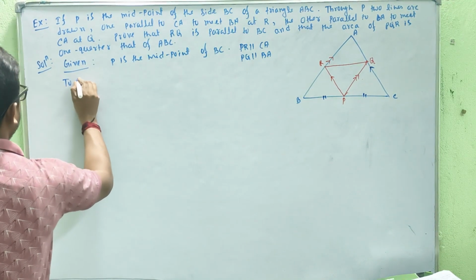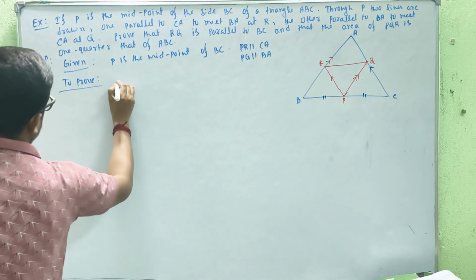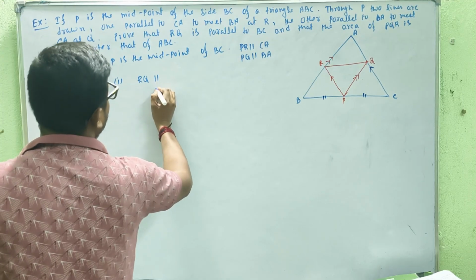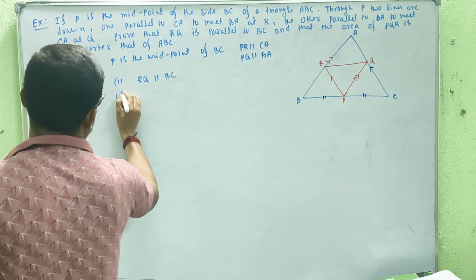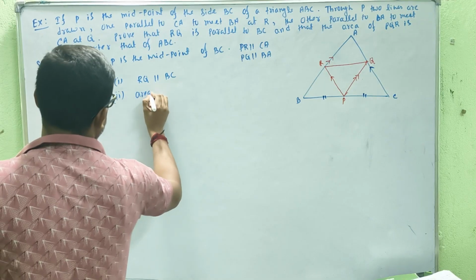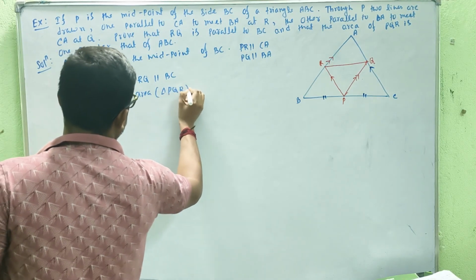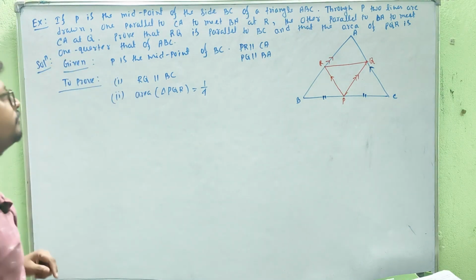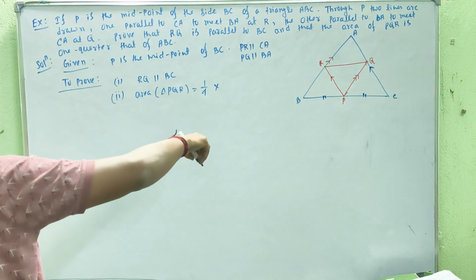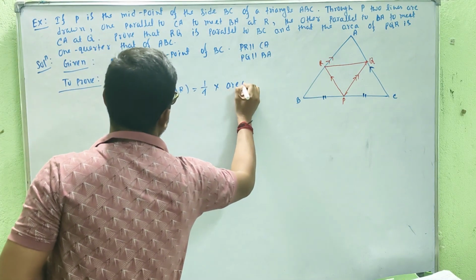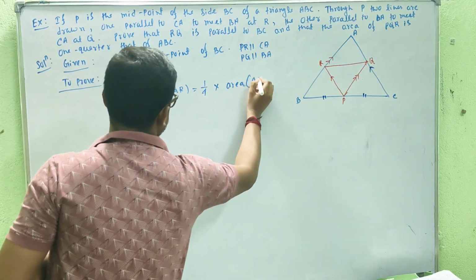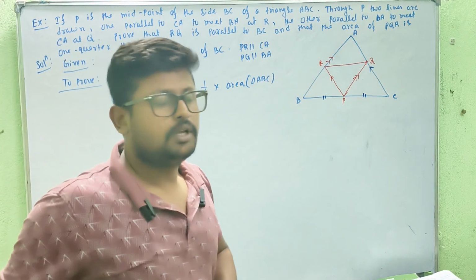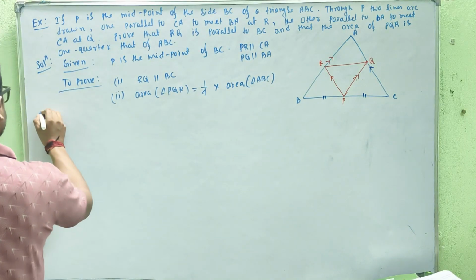To prove: one, RQ parallel to BC; two, area of triangle PQR equal to 1/4th, one quarter, into area of triangle ABC. We have to prove these two results. Okay, solution.